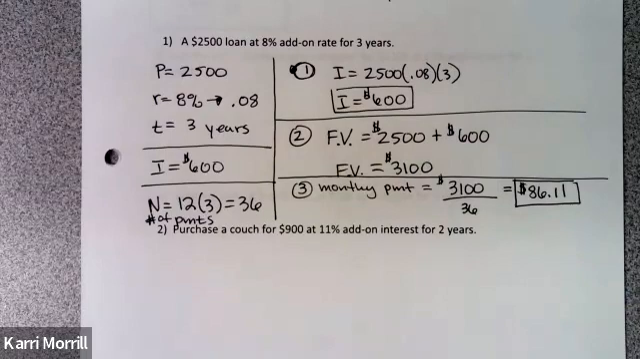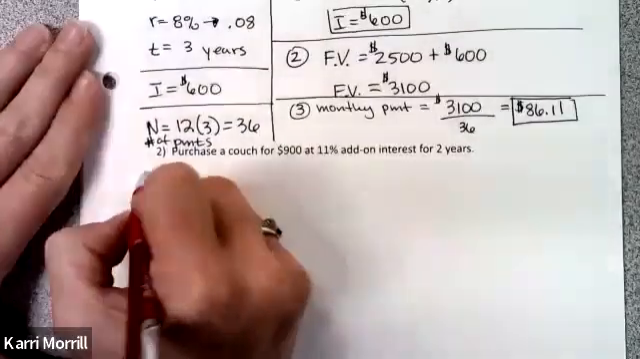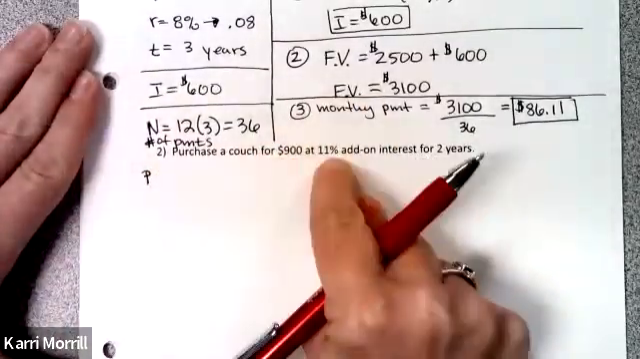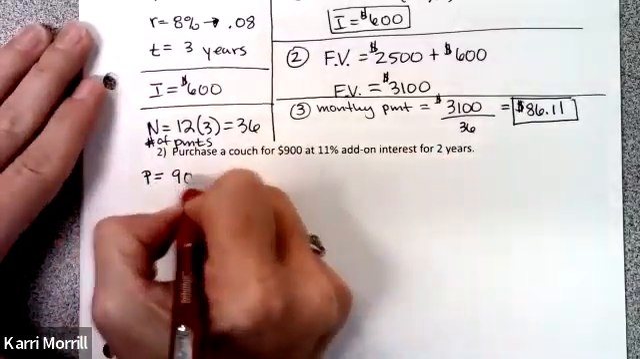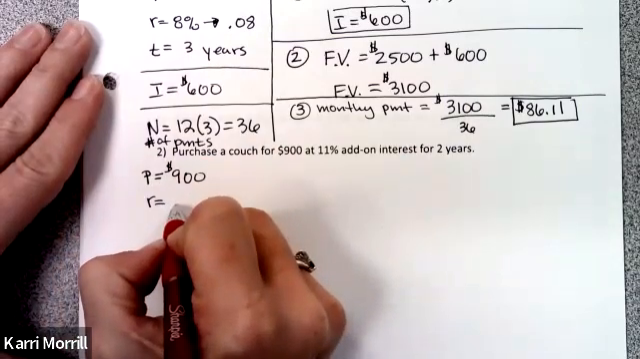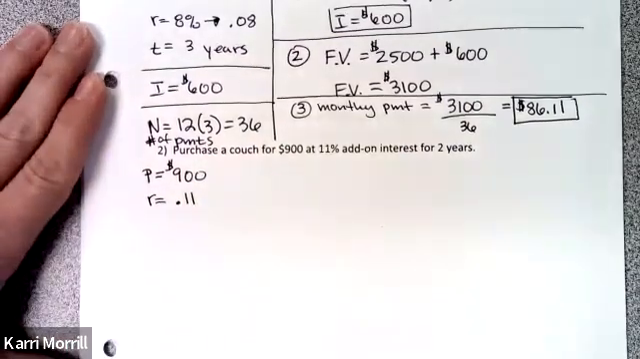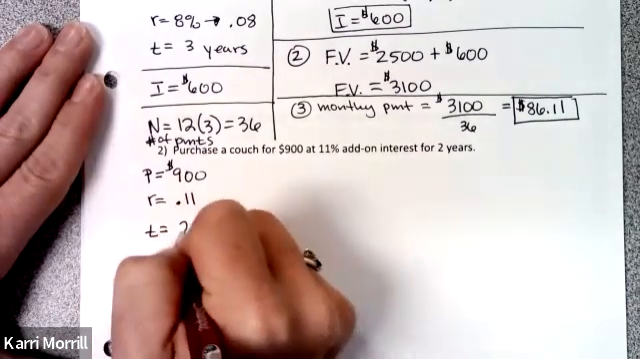So we're going to purchase a couch for $900. The rate is 11%, and we're going to do that for 2 years. I like to just pull the given information out. Sometimes I put it above what we have, but I'll go ahead and write it. So my principal is $900. My rate is 11%, which is like saying 0.11, so I'd slide it to the left 2 places. My time is 2 years.